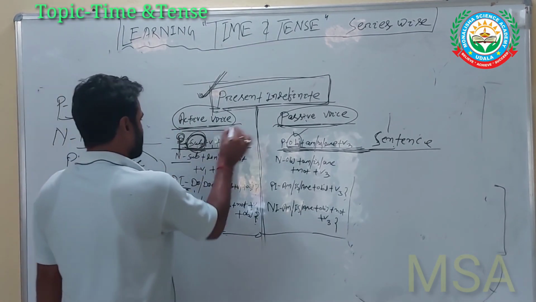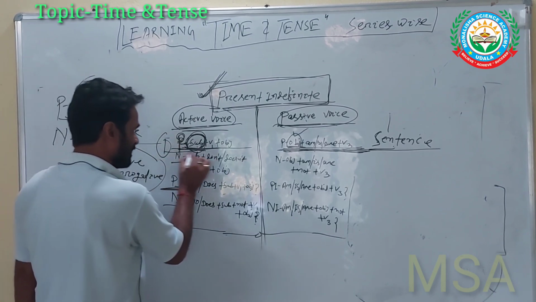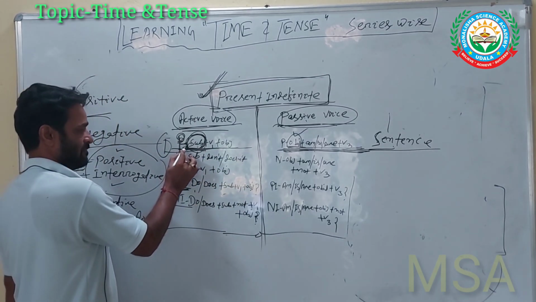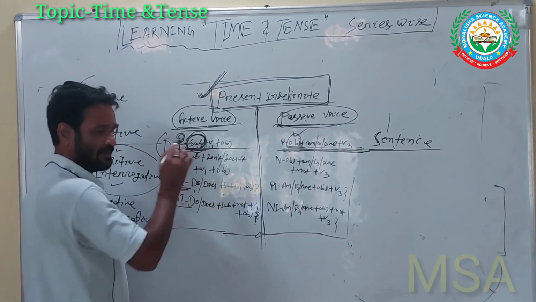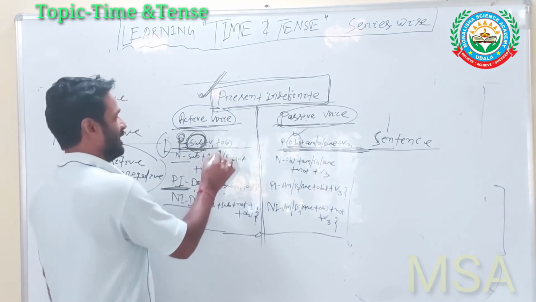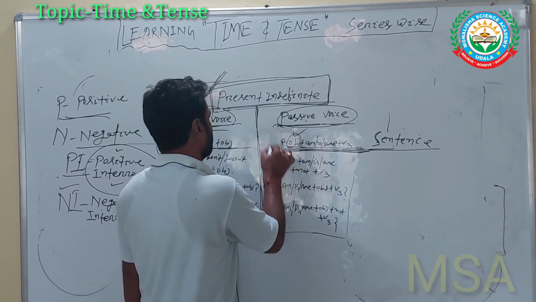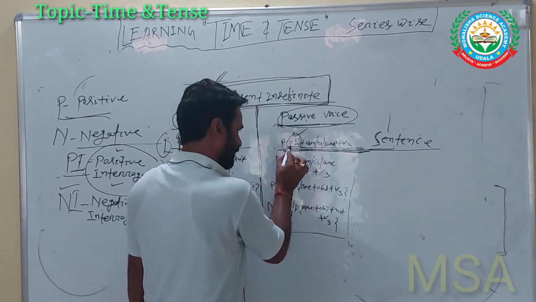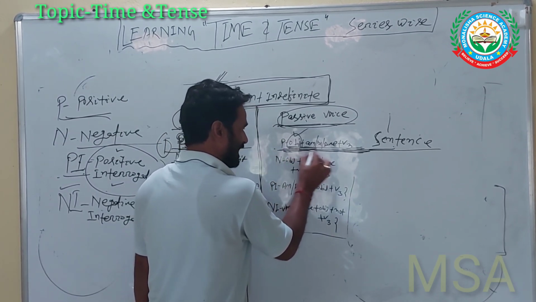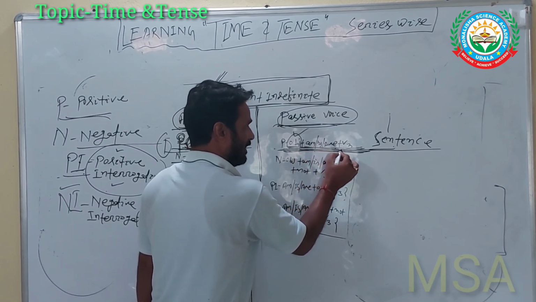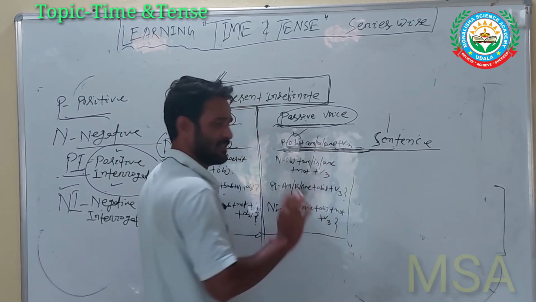In the active voice, the first sentence is the positive sentence. Its structure is subject, next comes V1, that means the first form of the verb, next comes object. So in the passive voice, what happens? In the same tense, first comes object, next comes am, is, are, and at last comes V3.